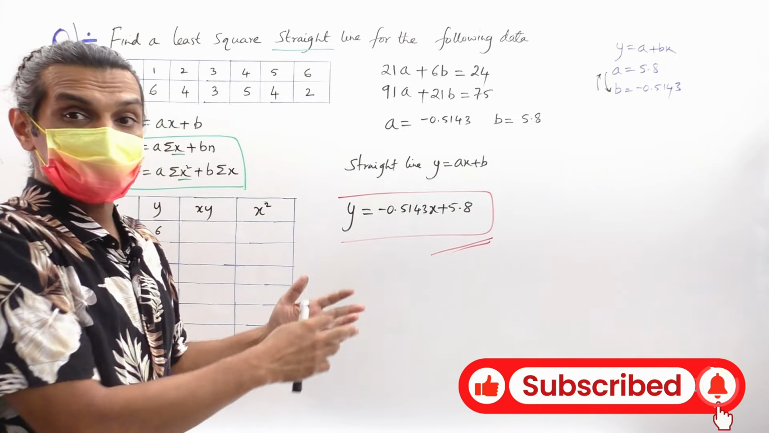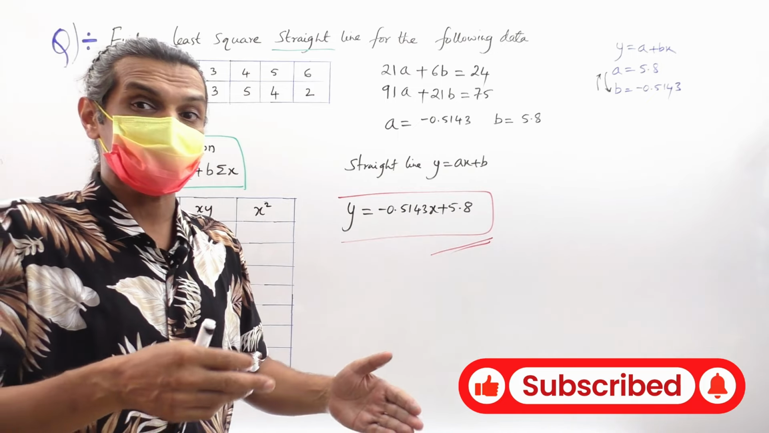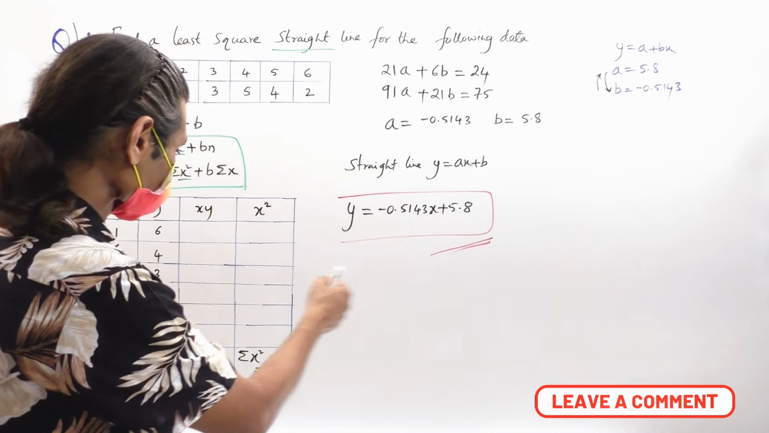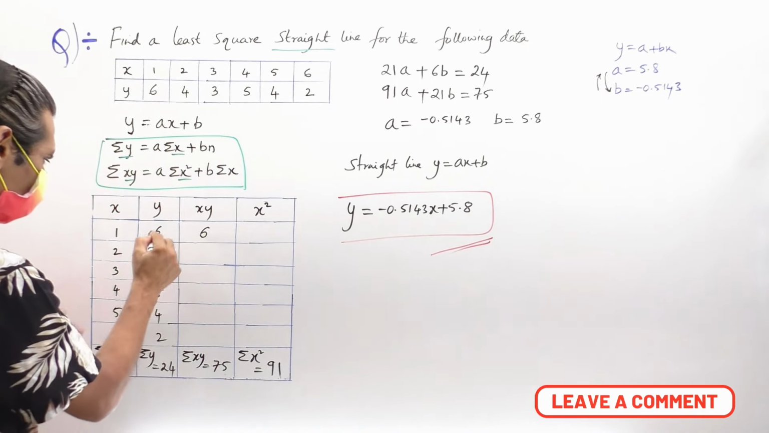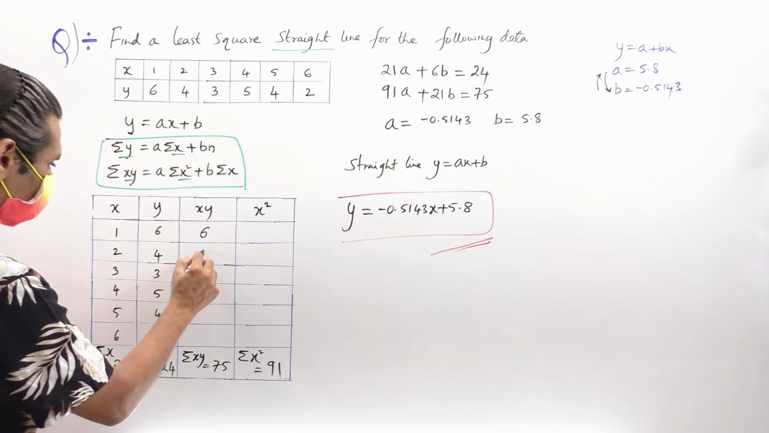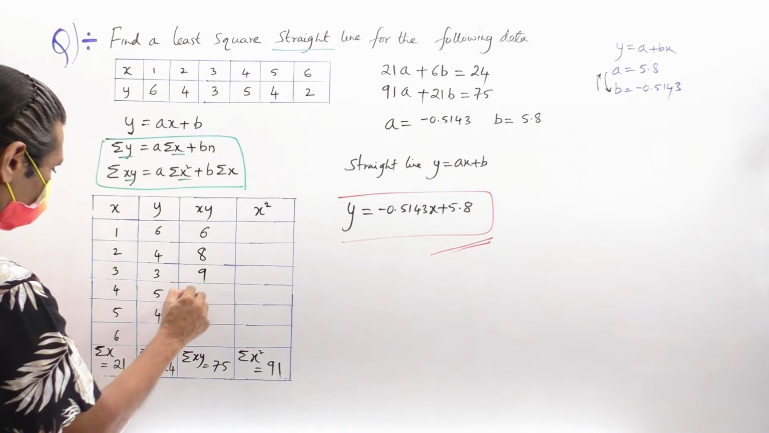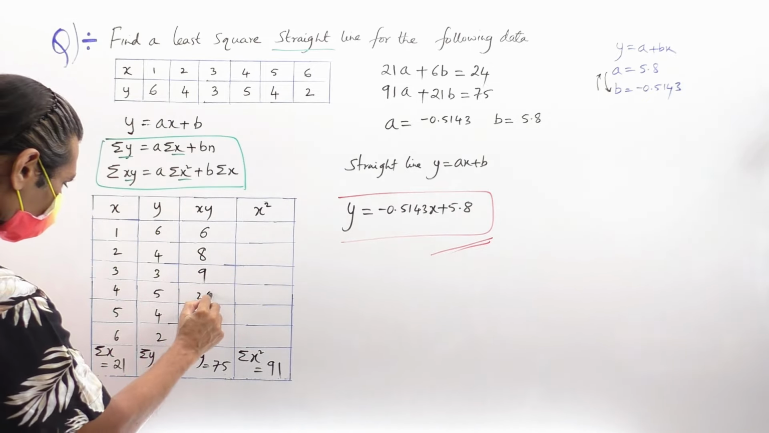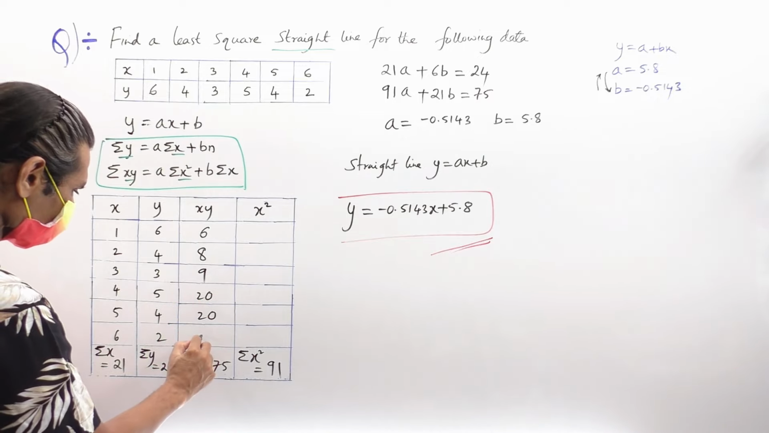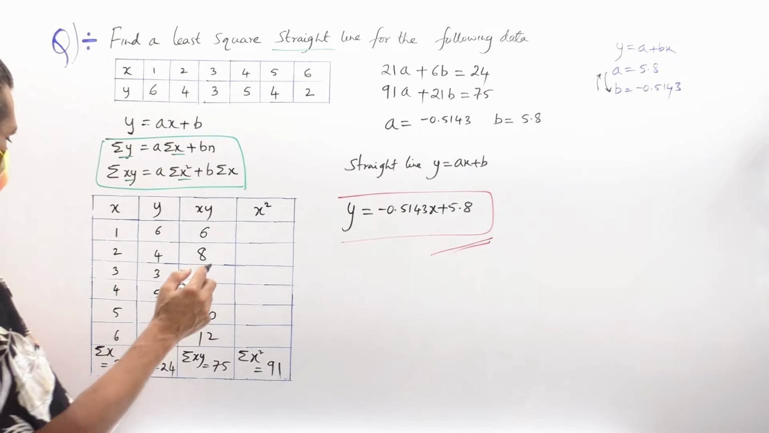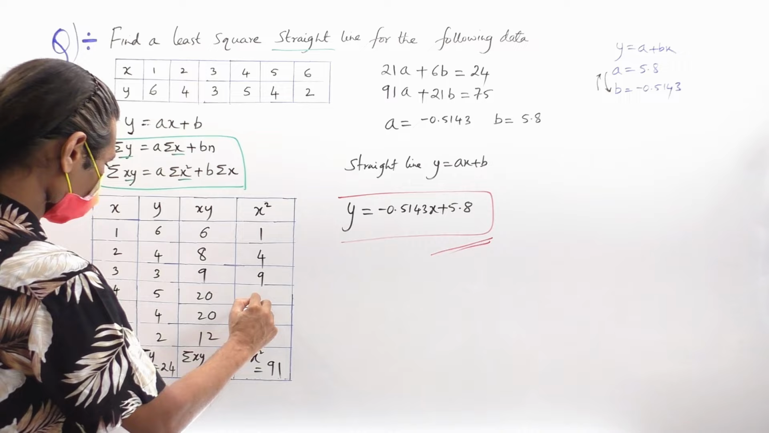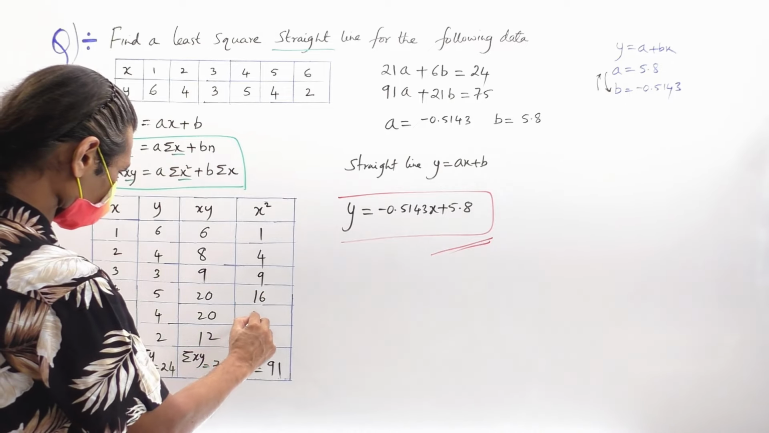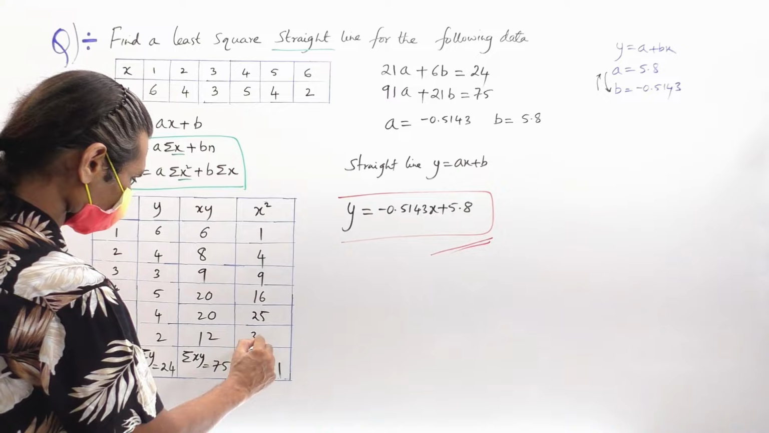So, I will be showing you how to use this in FX991 ax+. Now, before that, let's tabulate the values here. So, xy: 6 into 1, 6. This is very simple, I can do it directly. Then 4 2s are 8, 3 3s are 9, 4 5s are 20, 5 4s are 20, 6 2s are 12, and lastly x square: 1 square is 1, 2 square is 4, then 9, then 16, then 5 square is 25, 6 square is 36.